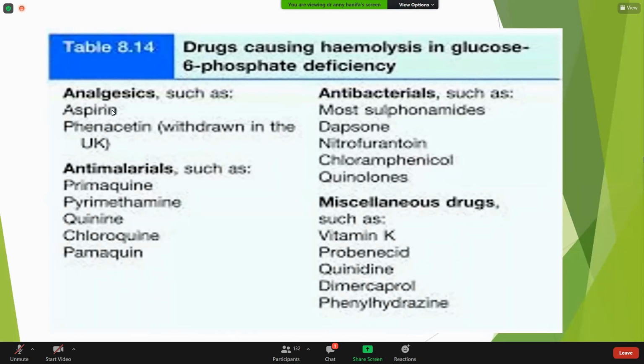Now, the list of the drugs includes analgesics such as aspirin, phenacetin; antimalarials such as primaquine, pyrimethamine, quinine, chloroquine; antibacterials such as sulfonamides, dapsone, nitrofurantoin, chloramphenicol, and the quinolones. And there are certain other drugs like vitamin K, probenecid, quinidine, dimercaprol, and phenylhydrazine. So that's all about the G6PD deficiency.